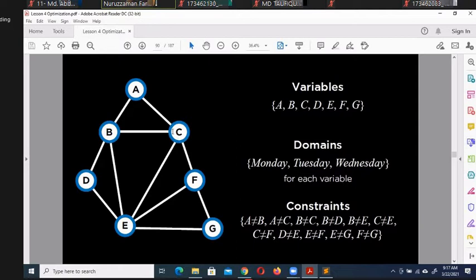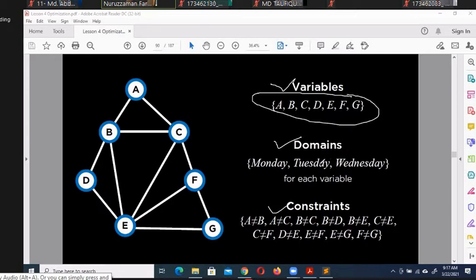The problem we face during exams, that two exams fall on the same day. So what are the variables here? We know that in CSP we have variables, domains, and constraints. So what are our variables? The courses are variables. What is the domain? The exam schedule is the domain. And what are the constraints?